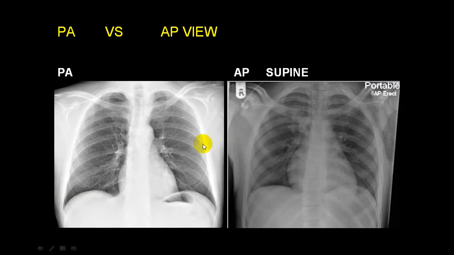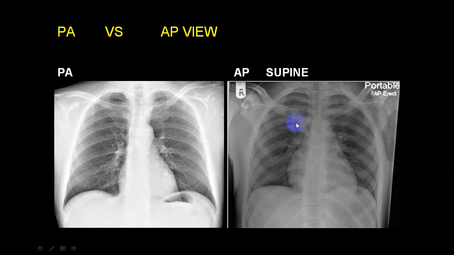You can go through at your leisure time. So this is the difference between a PA view and an AP view. You can see the difference. Here the fundus can be seen clearly. You can't see the fundus here. This is in a supine posture. This appears as cardiomegaly. The diaphragm and costophrenic angle may not be as clear as you see in a PA view.